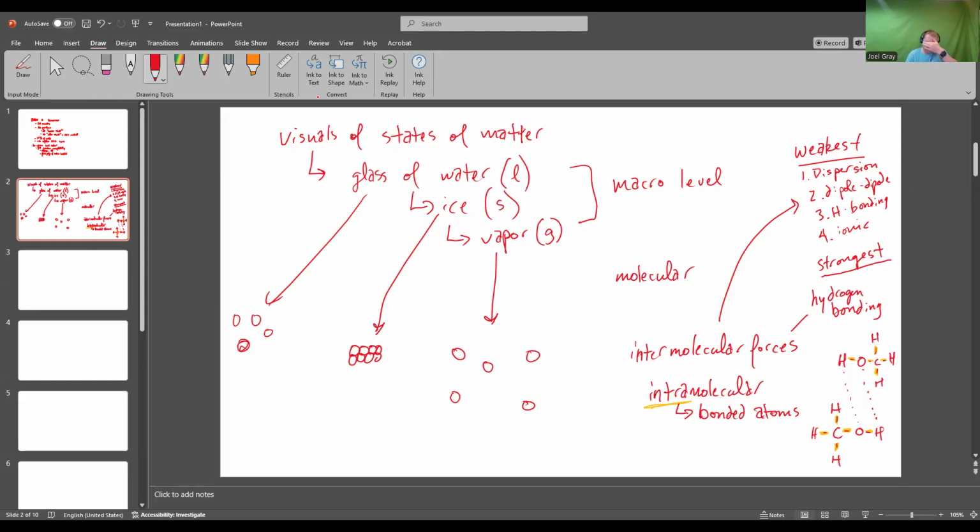Now, this table here basically shows our weakest intermolecular forces to our strongest intermolecular forces. Intramolecular forces, you could think about those as being typically stronger than intermolecular forces. The type of force that exists between molecules, your intermolecular forces, with that in mind, has an impact on our different states of matter.